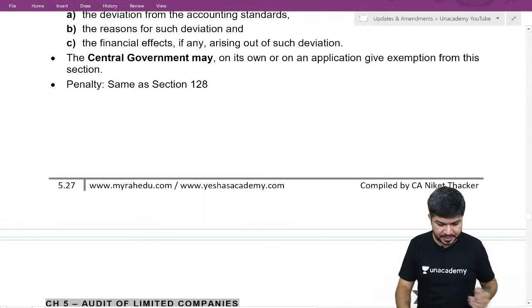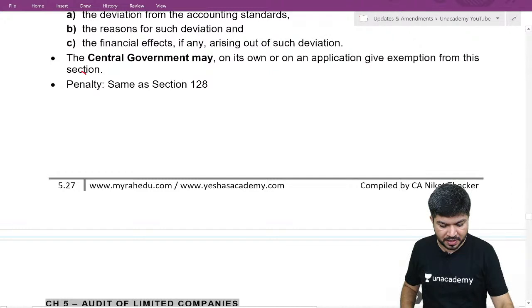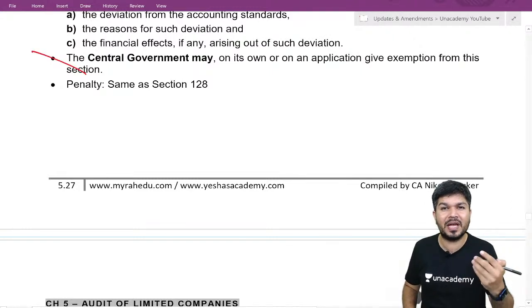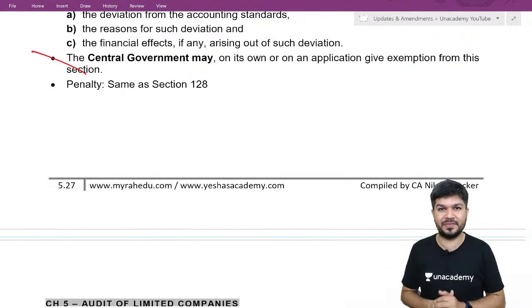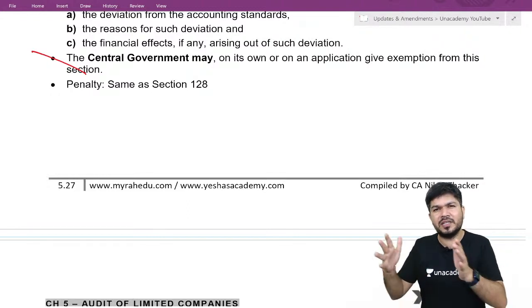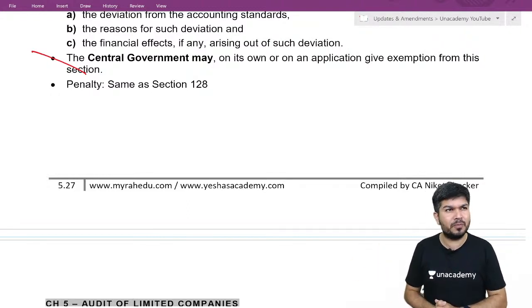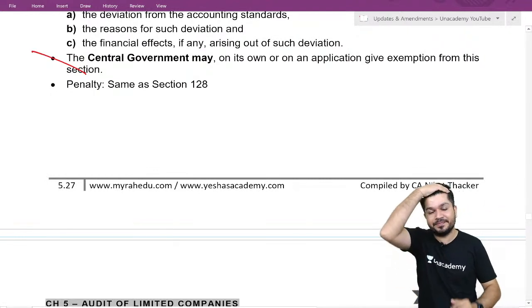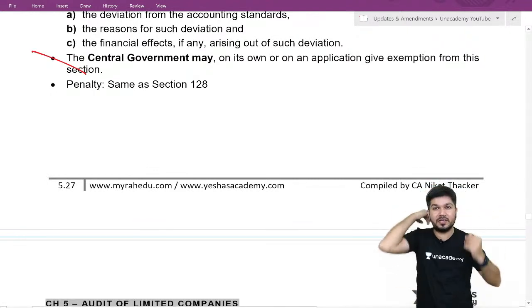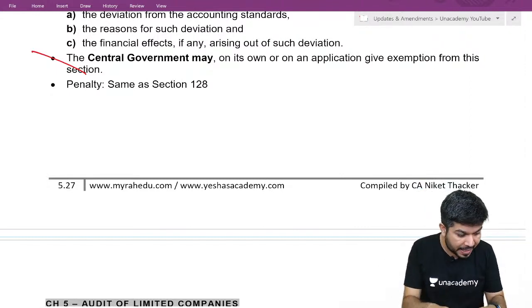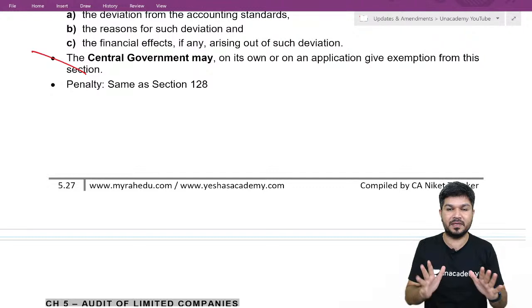Next, if you want any exemption from this section, you need to apply to the central government. If the central government gives you permission, then you can get an exemption from this section. For example, the financial year is a period ending on 31st March. Now, suppose your holding company is abroad and they follow January to December. If you also want to follow January to December, apply to the central government.